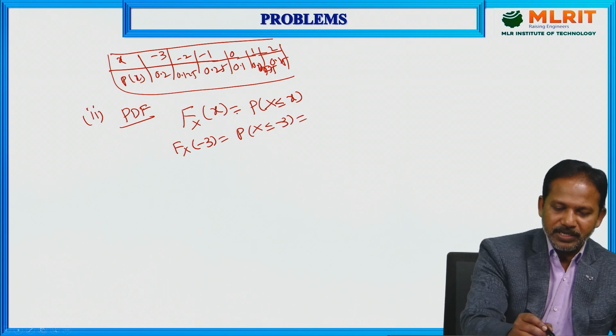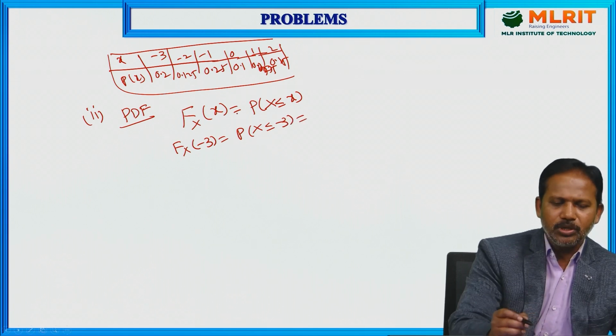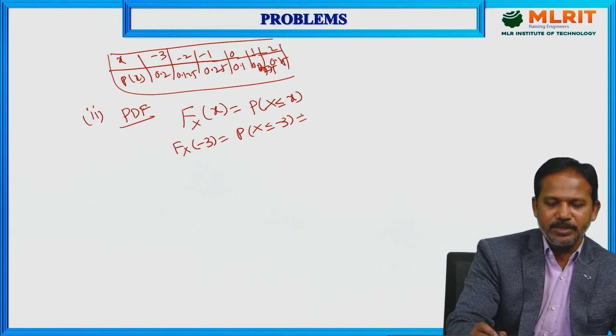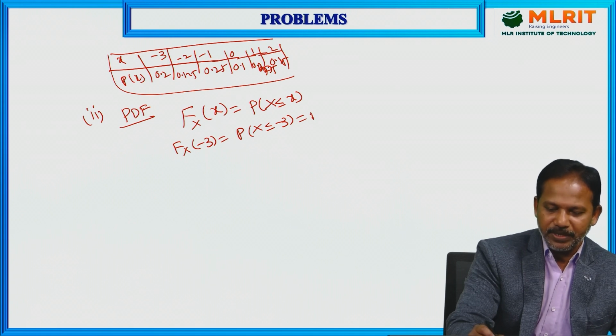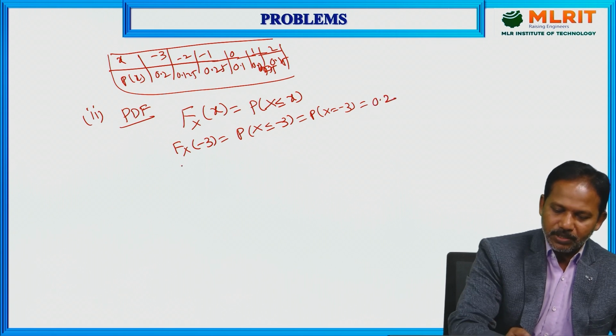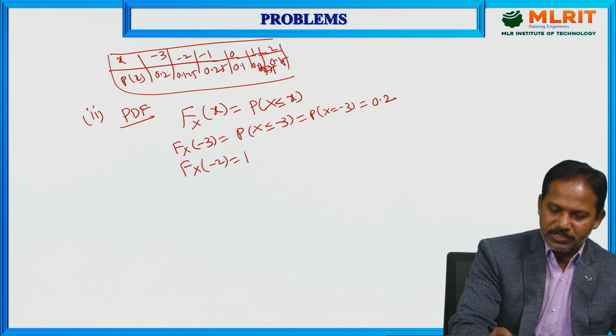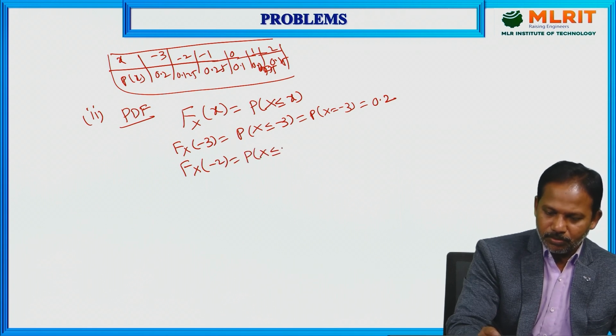Here, what is the less than or equal to minus 3? So that is only the minus 3 value, and there are no values less than minus 3. That's why we can simply write P of X equal to minus 3 only. That value is 0.2. Next, I want to find Fx of minus 2, that is P of X less than or equal to minus 2.